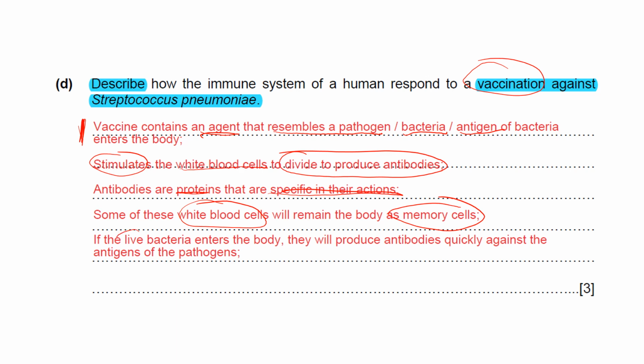And if the live bacteria enters the body again, so this is the real one, if you really get an infection, they will start to produce antibodies quickly. The response will be faster this time. So the reaction against the bacteria will be faster, and from a person's point of view, the person will not get infected straight away. Something along that line. So this is how you should describe or explain what vaccines are and what they do.